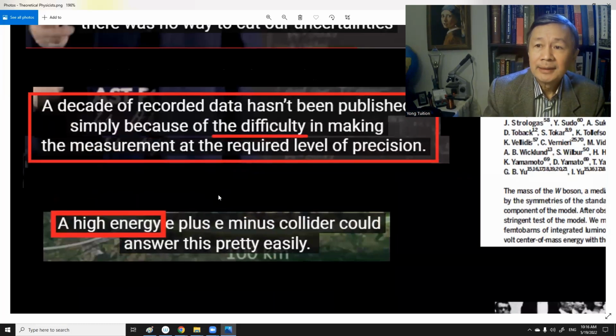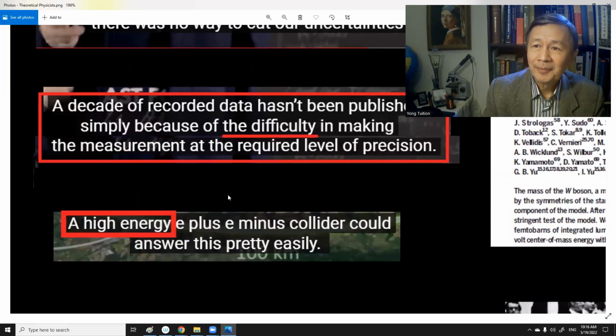Aha, the last explanation will explain their motivation. They say a high energy E plus E, presumably that is an electron and positron collider, could answer this pretty easily. In other words, they probably have an agenda to develop another expensive instrument so that they can repeat the measurement of the mass of the W-Boson in their lab.